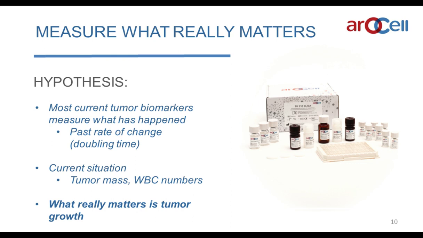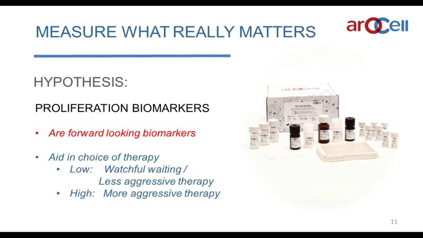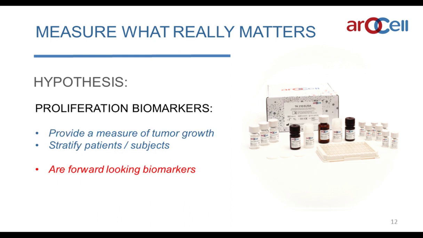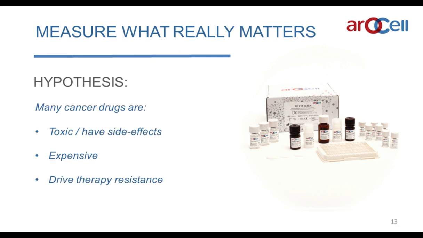So our hypothesis is that most current tumor biomarkers measure what has happened, the past rate of change, such as doubling time, or the current situation, such as tumor mass or white blood cell numbers, but what really matters is tumor growth. And proliferation biomarkers can help to show this. And they can aid in choice of therapy. For example, if they're low, watchful waiting, or less aggressive therapy. And if they're high, more aggressive therapy. And they can provide a measure of tumor growth, and they can aid in stratifying patients and subjects in studies.